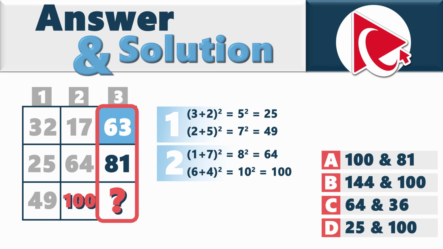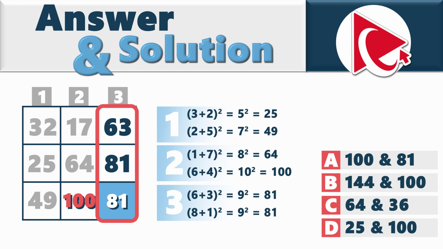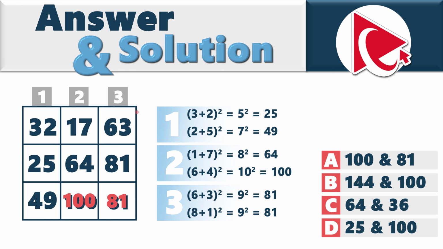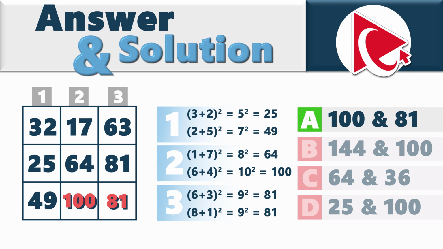So let's jump to the third row. In the third row, the calculations are 6 plus 3 squared equals 9 squared equals 81. And the missing value in the third row is calculated as 8 plus 1 squared equals 9 squared and equals 81. Pay attention and notice that the third column has two numbers, 81. Make sure you verify your calculation and avoid confusion. So the correct answer here is choice A, 181.